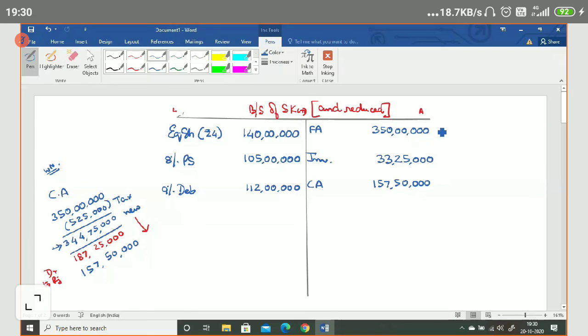Okay, now the last entry is there was one creditor for 70 lakhs. He gives up 50% of his claim and is allotted 8 lakh 75,000 equity shares of rupees 4 each. Now all equity shares are only rupees 4 each. So he's been given shares.